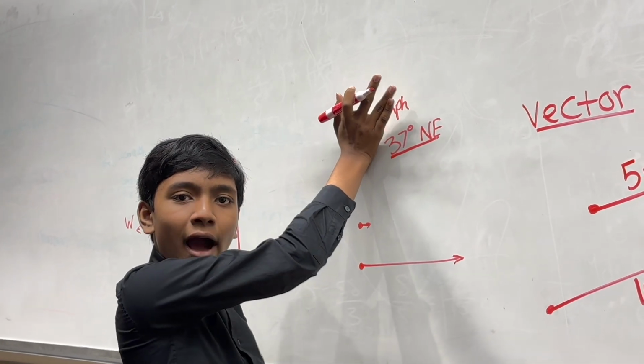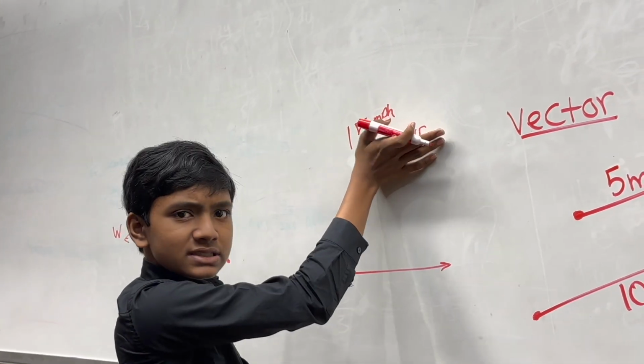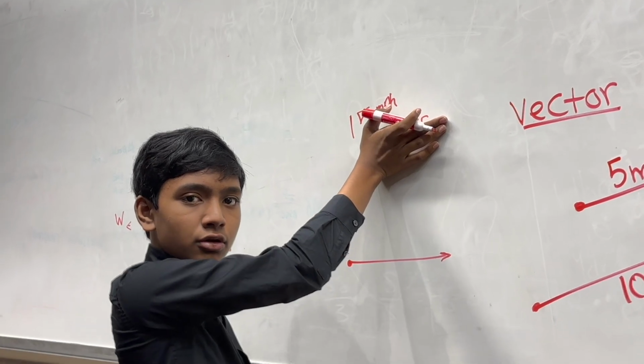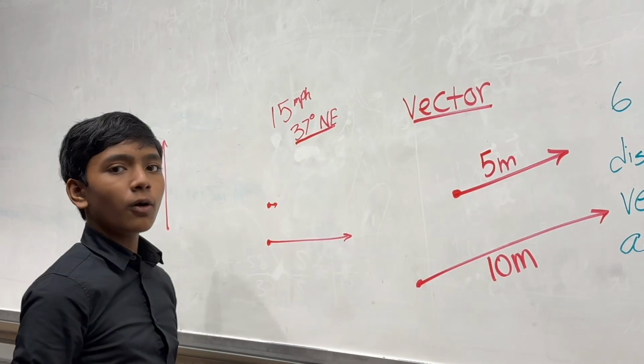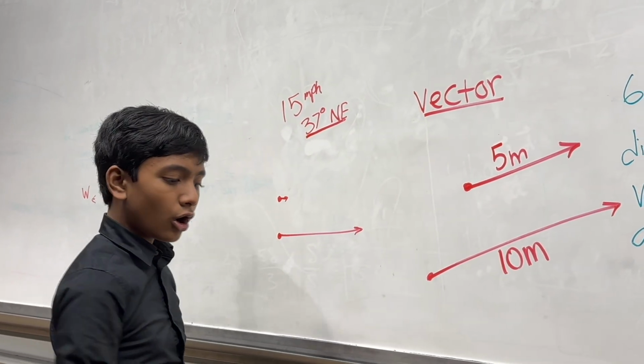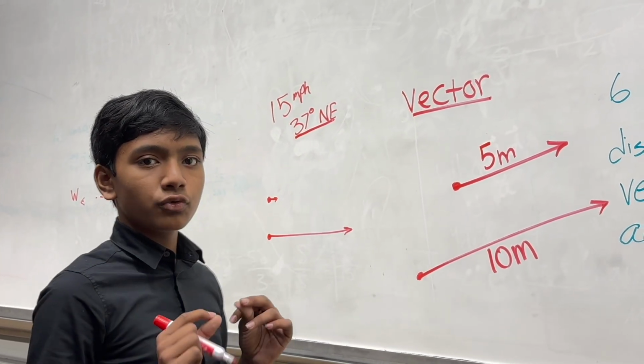Then how do I know how big the wind is? And you can't just say it's 15 miles per hour. Then how do I know where the wind is going to take me? I have to know both in order to get all of the information that I need about the wind.